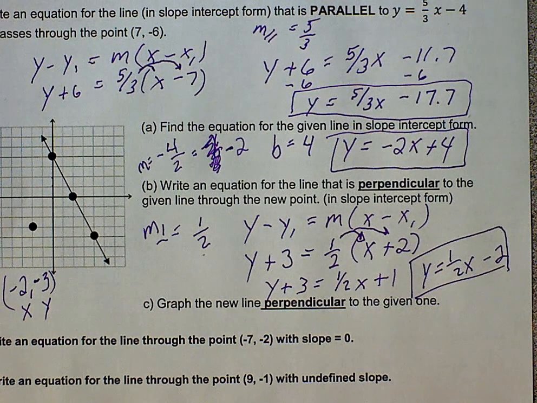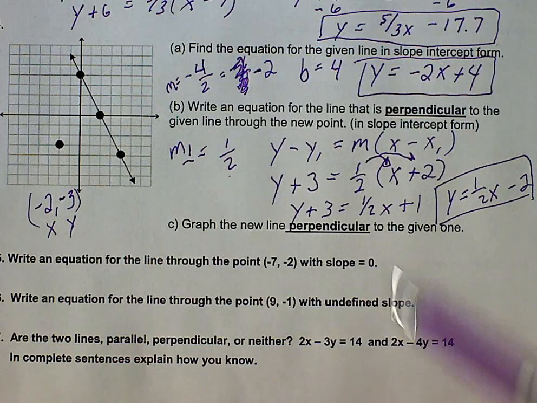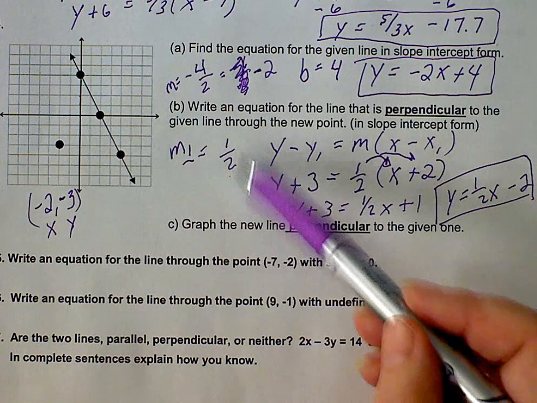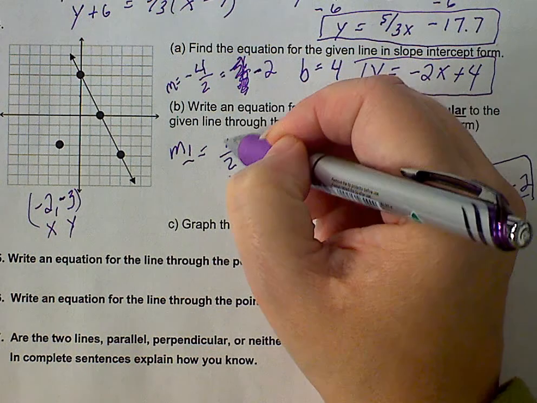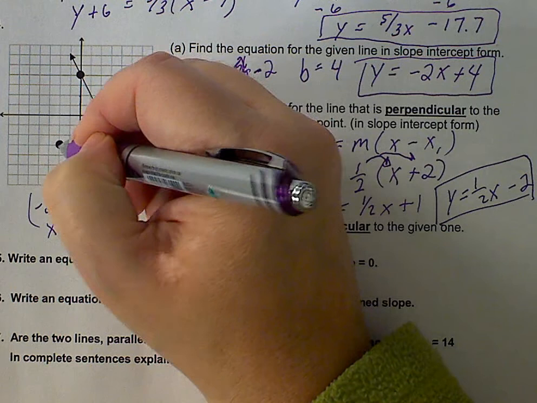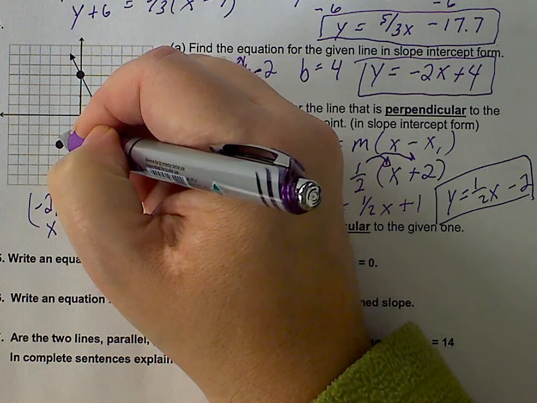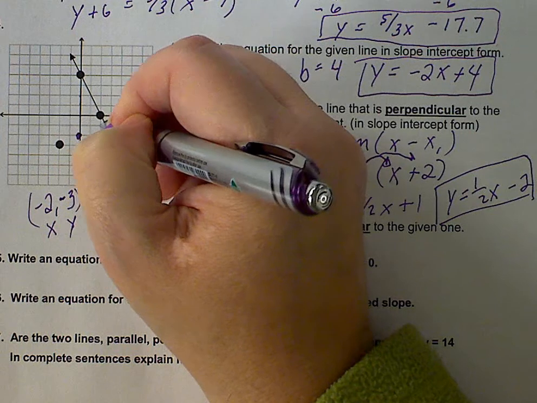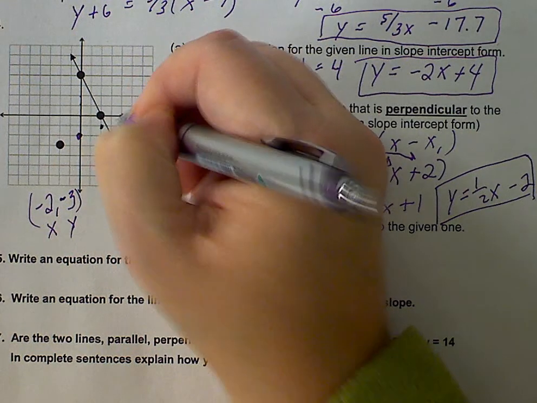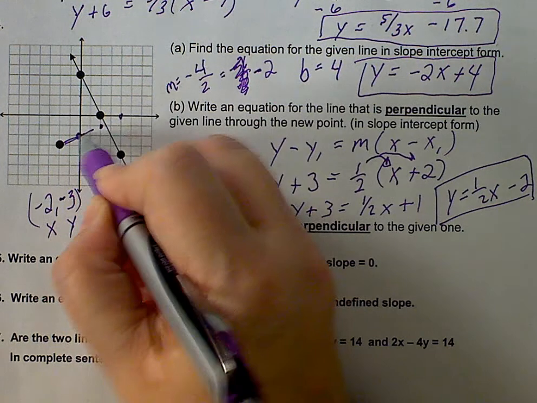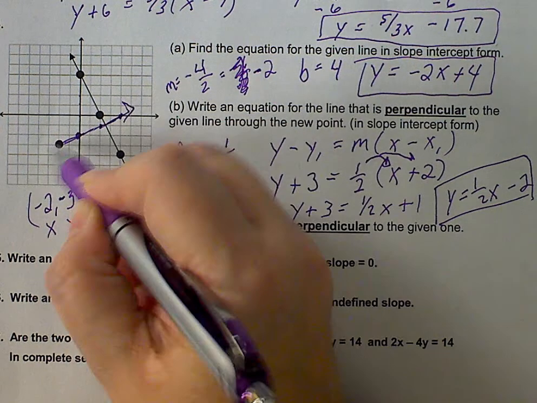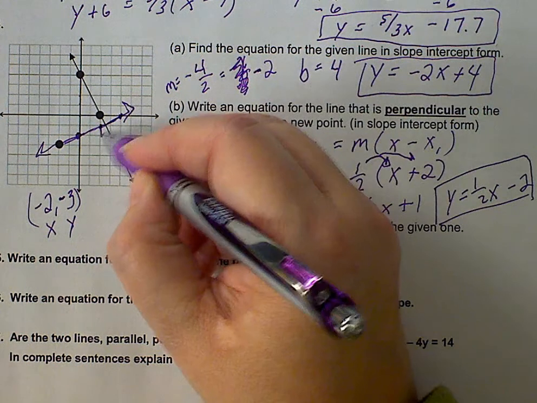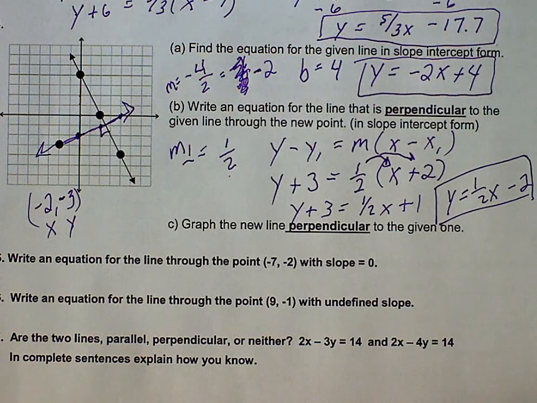Graph this line. The easiest way to graph it is you have a point and you have your slope. Let's do it with that. So I have to rise 1 and run 2. Rise 1 and run 2. It should form a 90-degree angle. If yours does not form a 90-degree angle, you didn't do it right.